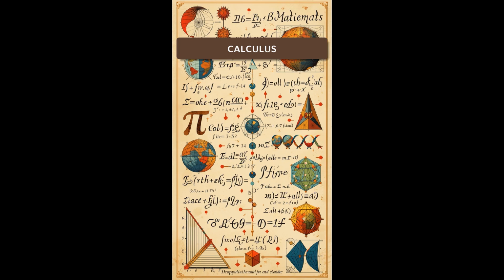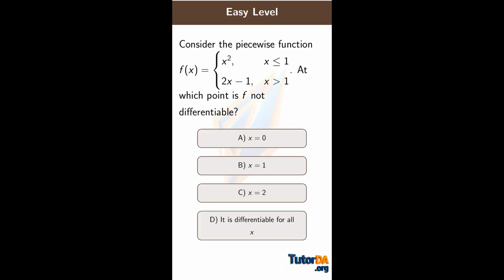Learn from TutorDA. Consider the piecewise function f of x, defined piecewise: x squared if x is less than or equal to 1, and 2x minus 1 if x is greater than 1. At which point is f not differentiable?